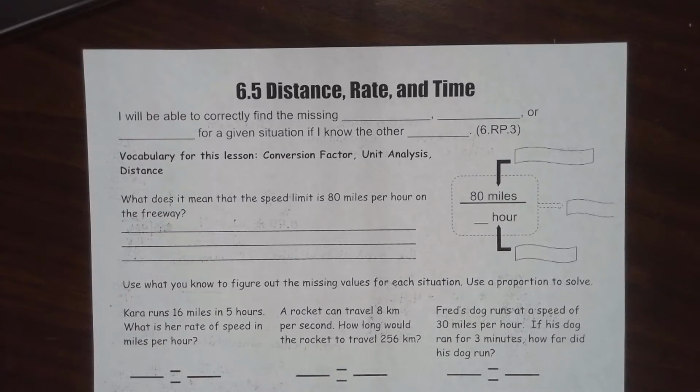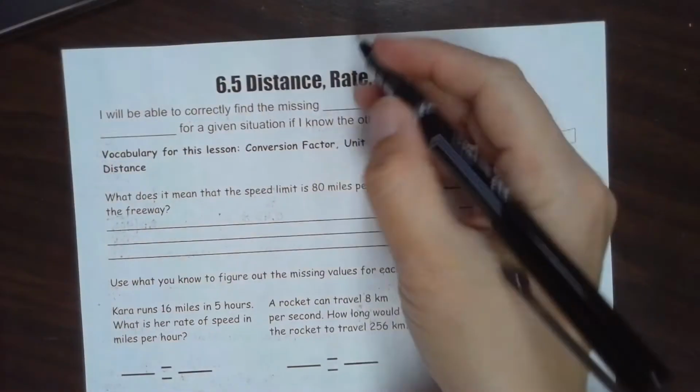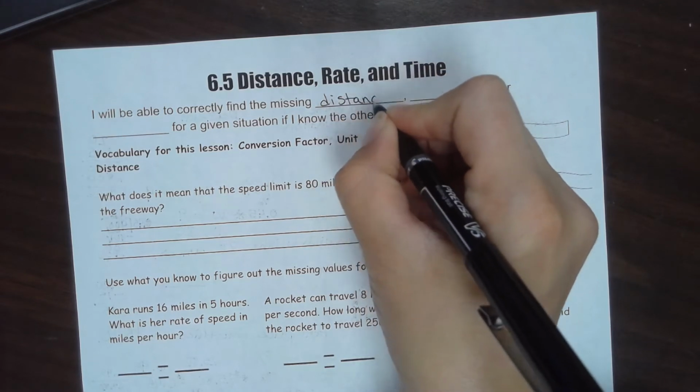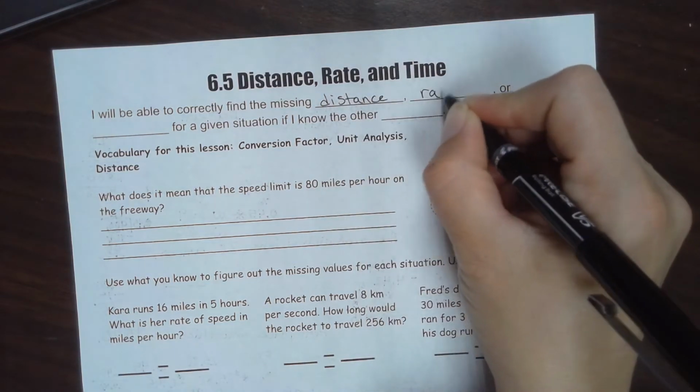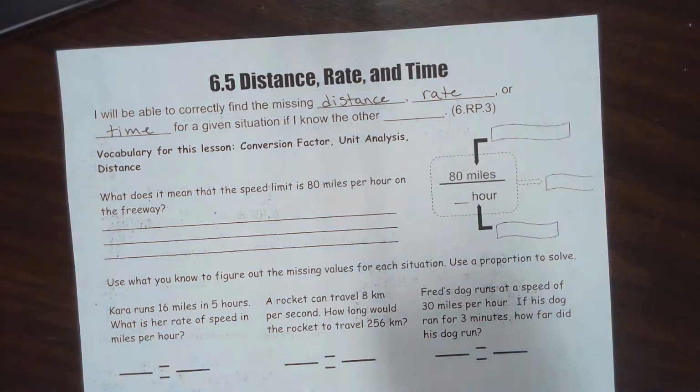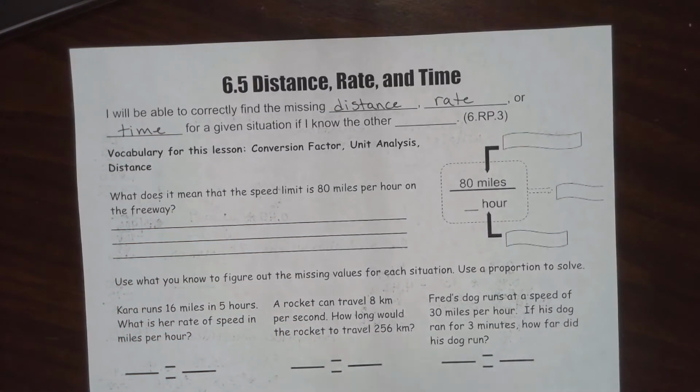Welcome back. This is lesson 6.5, distance, rate, and time. I will be able to correctly find the missing distance, rate, or time for a given situation if I know the other two.